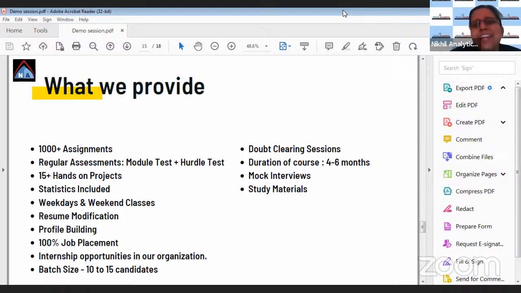So on an average, from the day you have started, you have to keep 6 to 8 months in hand to get a job, because you need to do the preparation, you need to do the training, and then you need to start attending interviews. Let me tell you, once 60% of the course is finished, then and there your interviews start.